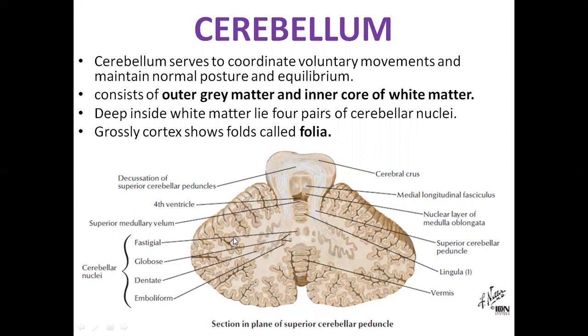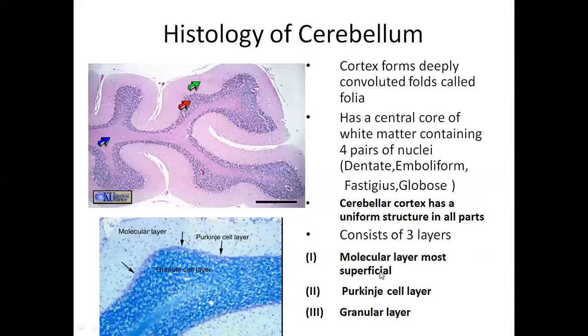It has outer gray matter, as you can see here, and inner white matter. Deep inside this white matter, you again find gray matter, which are called cerebellar nuclei. Grossly it shows so many folds. We use the word folia for this, not sulci. Now, histology of cerebellum.